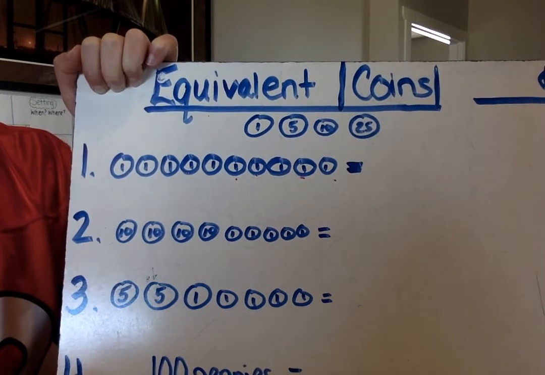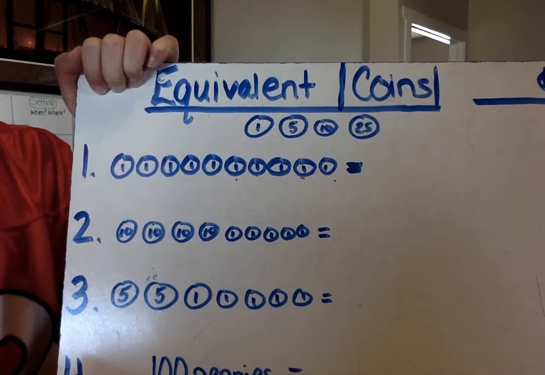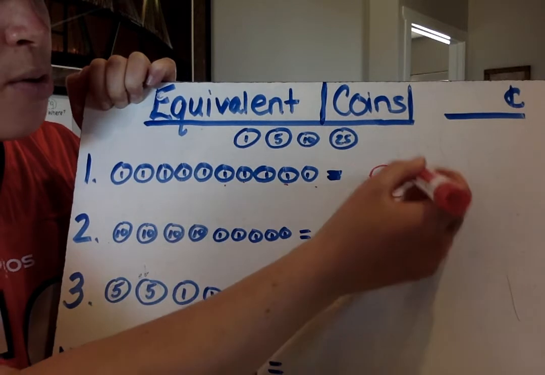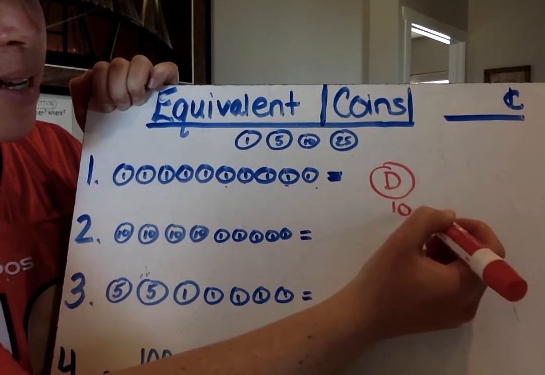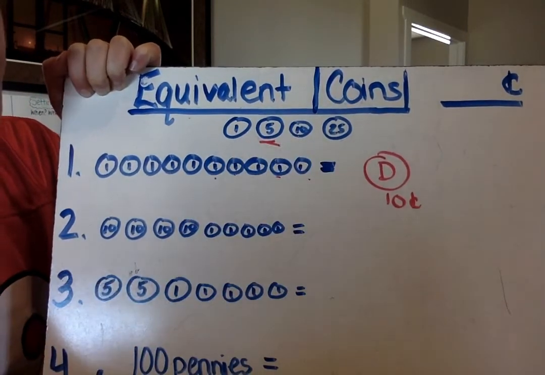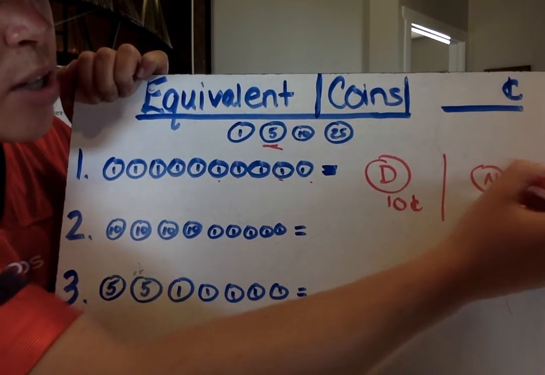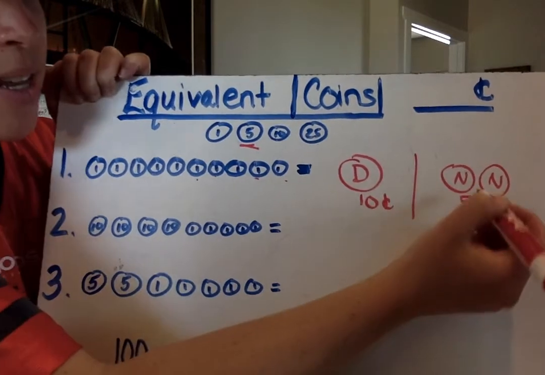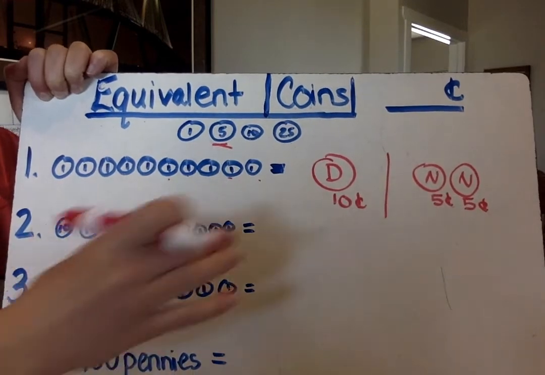Some of you may say, well, Miss Veiling, 10 pennies is equal to 10 cents. A dime is 10 cents. So you could do a dime, which is equal to 10 cents. Nickels are 5 cents. You could also do 2 nickels that equal 10 cents. So we just did that one together. Those are called equivalent coins.